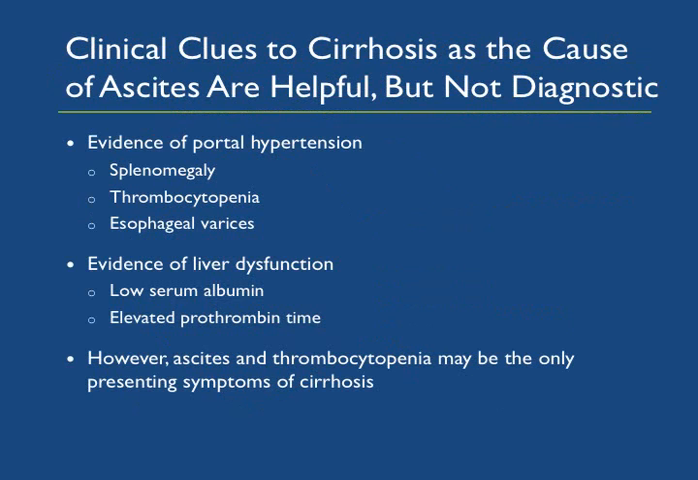Clinical clues to cirrhosis as the cause of ascites are helpful but not diagnostic. For example, evidence of portal hypertension includes splenomegaly, thrombocytopenia, and the presence of esophageal varices. Evidence of liver dysfunction seen in cirrhotics includes low serum albumin and an elevated prothrombin time. However, ascites and thrombocytopenia may be the only presenting symptoms of cirrhosis.